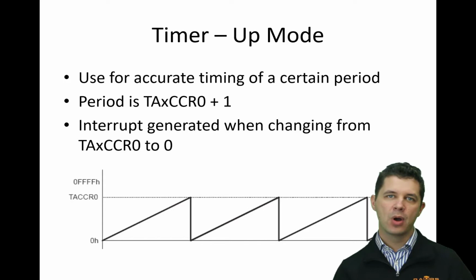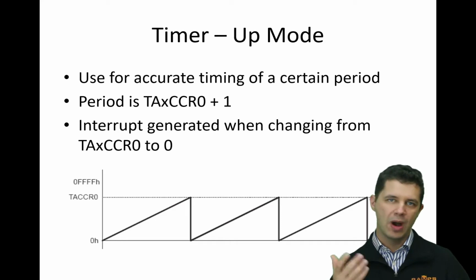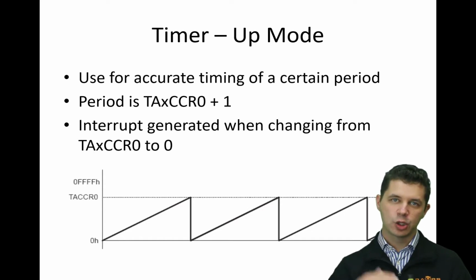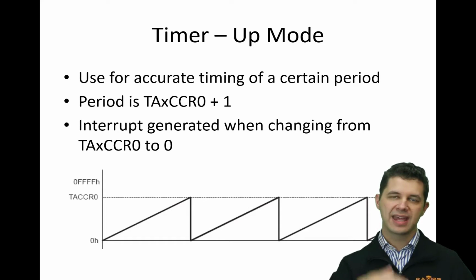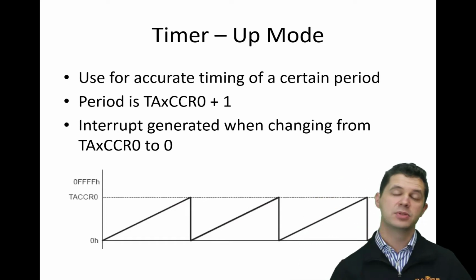So for up mode, we use it for accurate timing of a particular period. Now, a period in this case is the TA0 or 1, depending on what timer we're using, CCR0 register + 1, so one more than the value in that. And basically our timer counts that TA0R register, the timer count register, counts from 0 to whatever's in that TA0CCR0 register. So it counts from 0 to that and then goes to 0. It counts from 0 to that and then goes to 0, and keeps doing this over and over again.